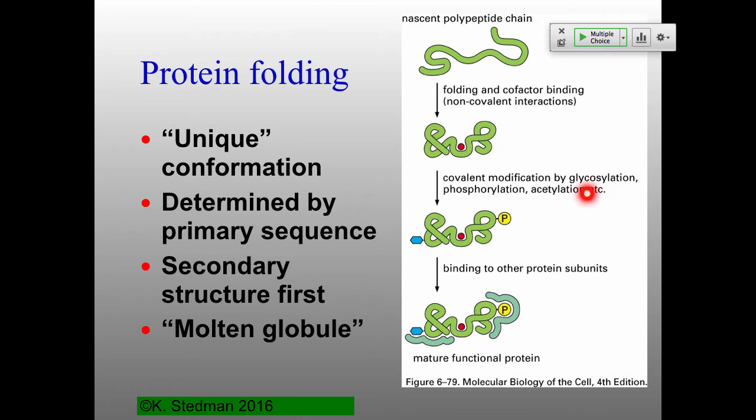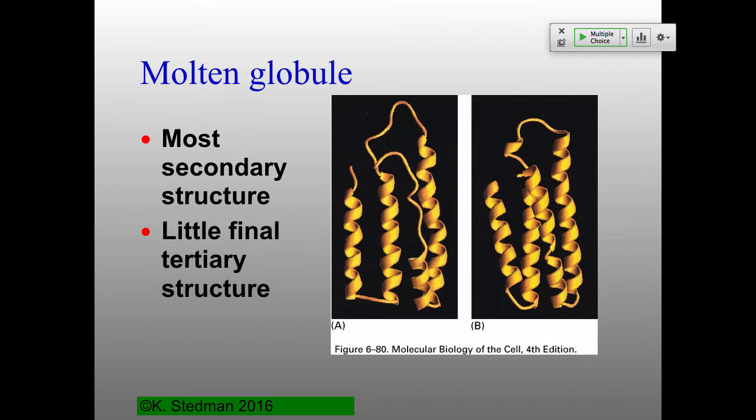And the way that this works seems to be mostly you make some secondary structure, and then the secondary structures come together to make your final tertiary structure. And then if you've got other protein subunits, you'll make a quaternary structure as well. But one of the things that people have found in studying this, what people call the protein folding problem, is that very often you have an intermediate in your protein folding called the molten globule. Now, what the heck is a molten globule?